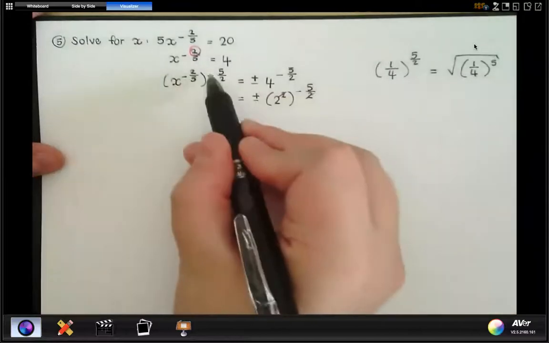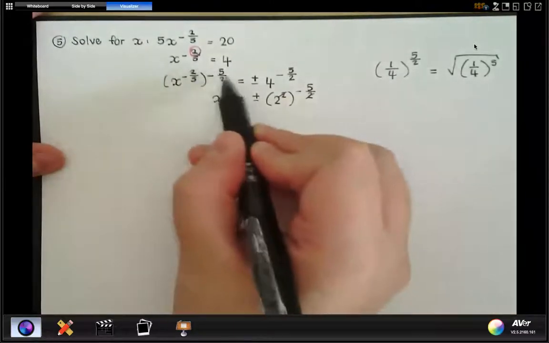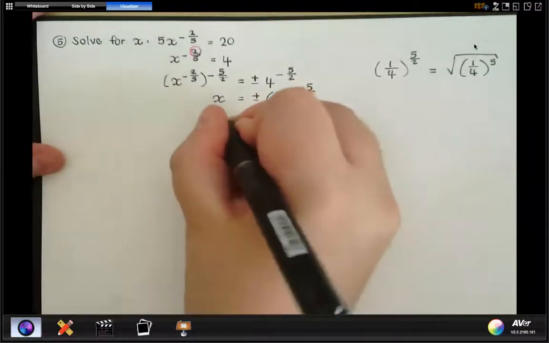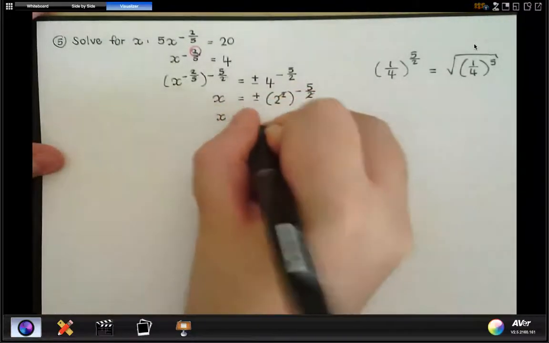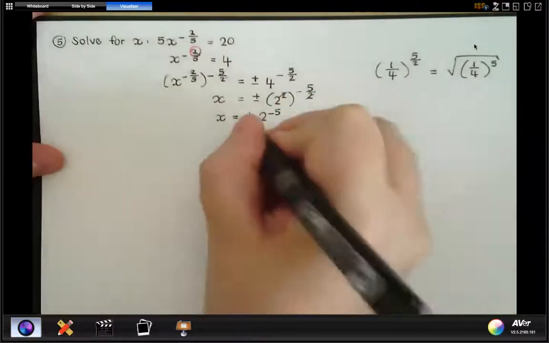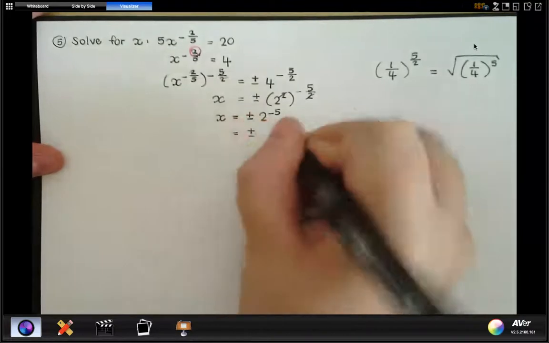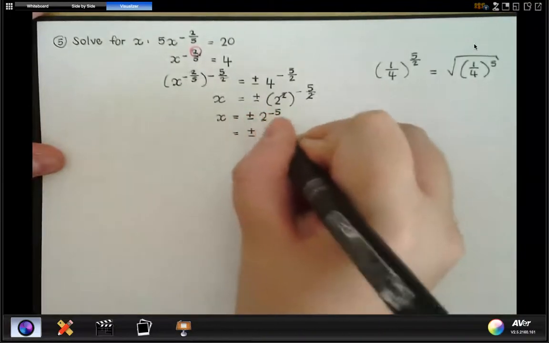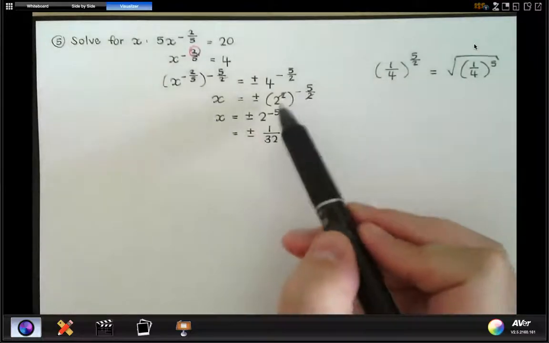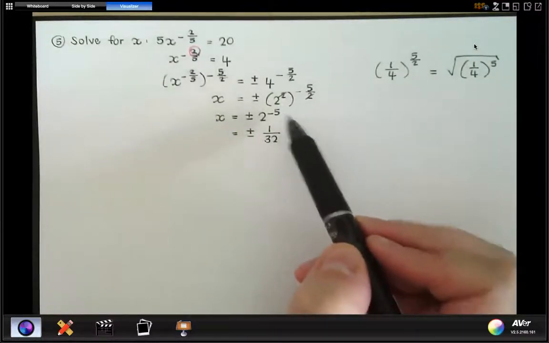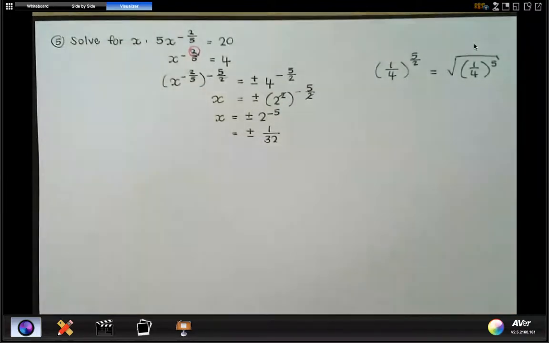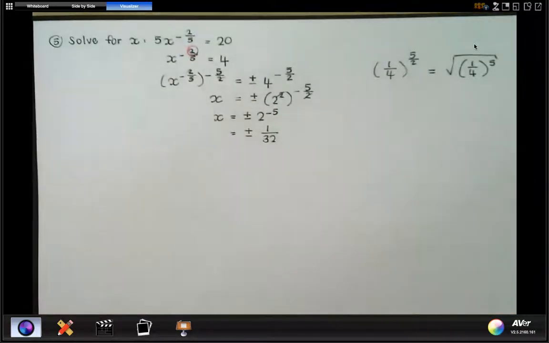Because negative times a negative is a positive, the 2's will cancel out. The 5's will cancel out like so. So we're left with x is equal to plus or minus 2 to the negative 5, which I hope you guys know is 1 over 32. 2 to the 5 is 32. To make this negative exponent positive, you would move it to the denominator. The exponent will then become positive 5, and 2 to the positive 5 is 32.